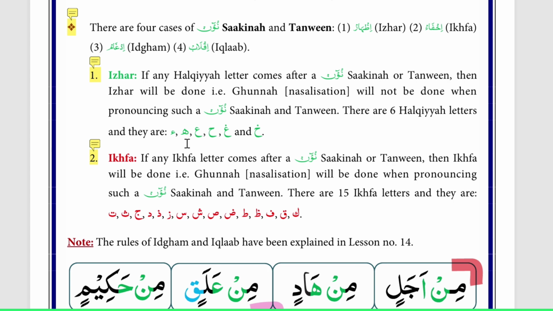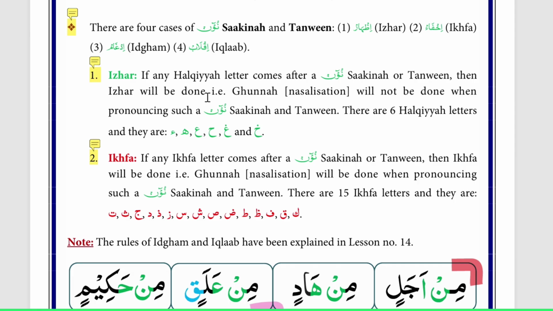Hamza and Ha are pronounced from the bottom part of the throat. Ain, Ha are pronounced from the middle part of the throat. Ghain, Kha are pronounced from the upper part of the throat. Okay, if any halqiya letter comes after a noon sakina, or if any halqiya letter comes after tanween, then izhar will be done.